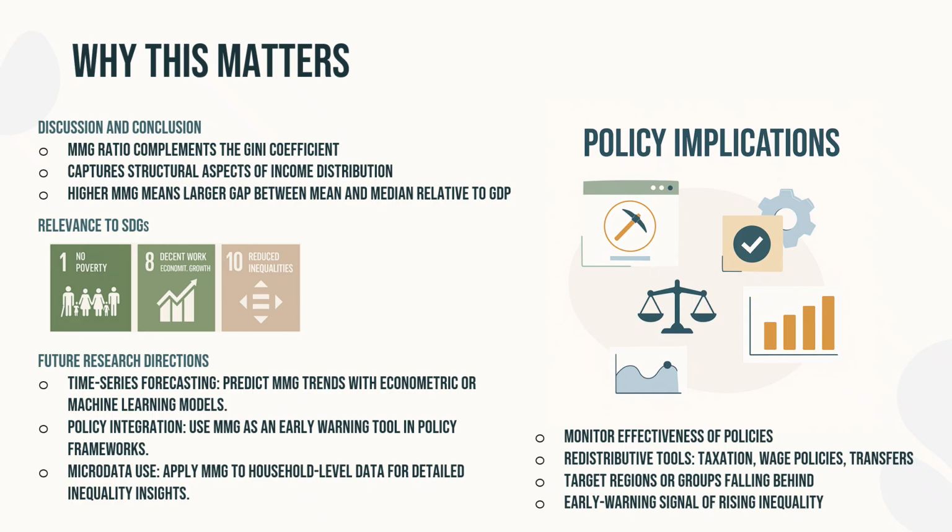The MMG ratio matters for both research and policy. It complements the Gini coefficient and offers an early warning signal of growing inequality. A higher MMG means a larger gap between average income and typical household income relative to GDP. Policymakers can use this measure to monitor inequality, evaluate redistributive tools such as taxation, wage policies, or social transfers, and target regions or groups that are falling behind.